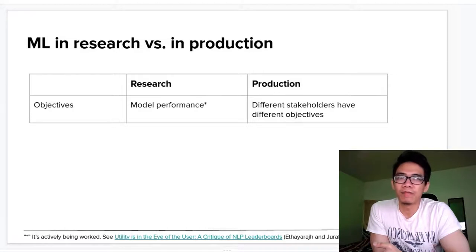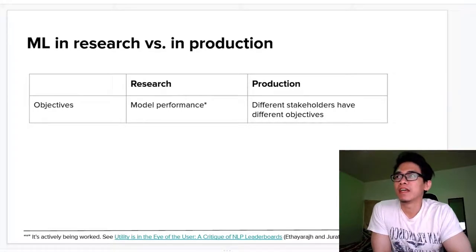Sometimes it's not even about improving model performance. Sometimes it's about new applications or new explanations. There is a lot of research in the area and many of them don't really care about the practicality or how applicable it is to real-world use cases.